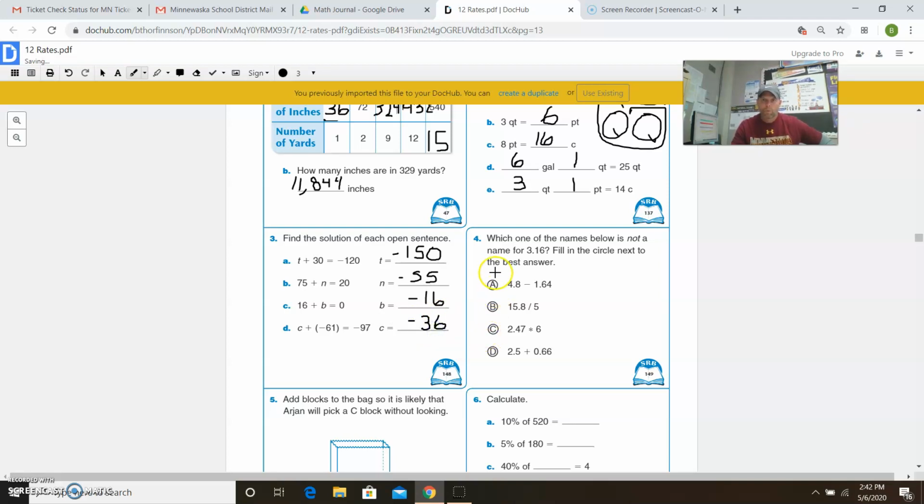Which one of the names below is not a name for 3 and 1600ths? Fill in the circle. You just have to work these. You have to work all of these problems and put those answers in. The correct answer should be right here. C.